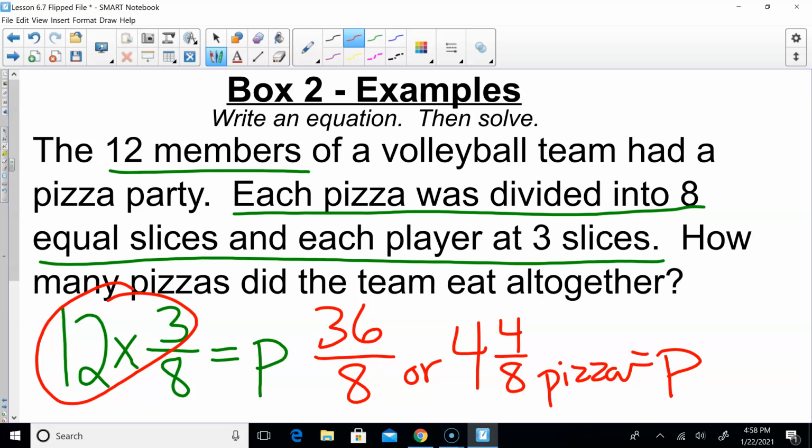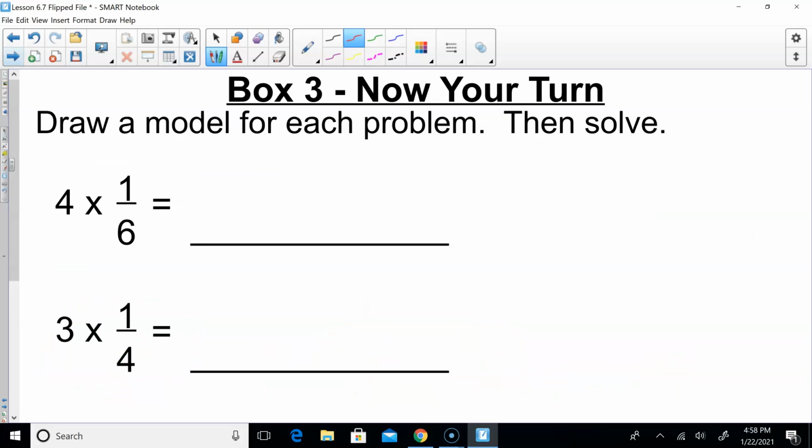So you can write down that equation, now figure out those problems to help you out with your problems. Draw a big line across your notes. And now write box 3, now your turn. I'd like you to draw a model for each problem and then solve these out. The big emphasis is on the model, so make sure you write the problem, your answer, and the model all in one nice line so you can see them all and see those connections you're making between the two.